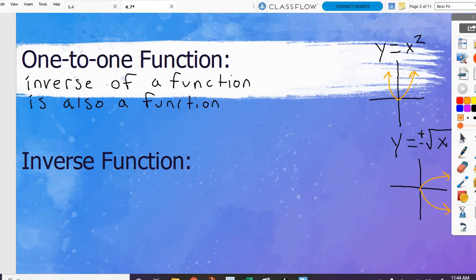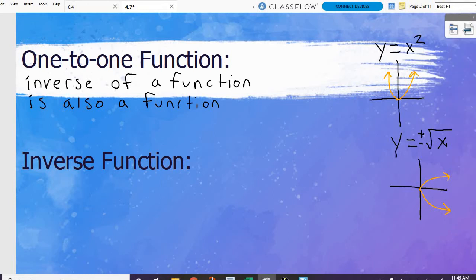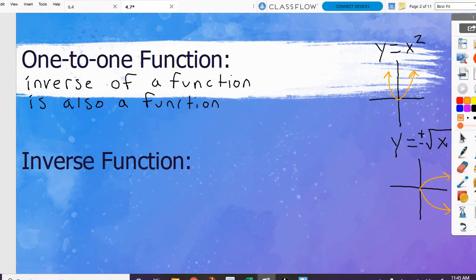Now notice, that is our square root of x graph, because now plus or minus, is that a function? No, right? Because it doesn't pass our vertical line test. So we could say that x squared is not 1-to-1. Because its inverse is not also a function.